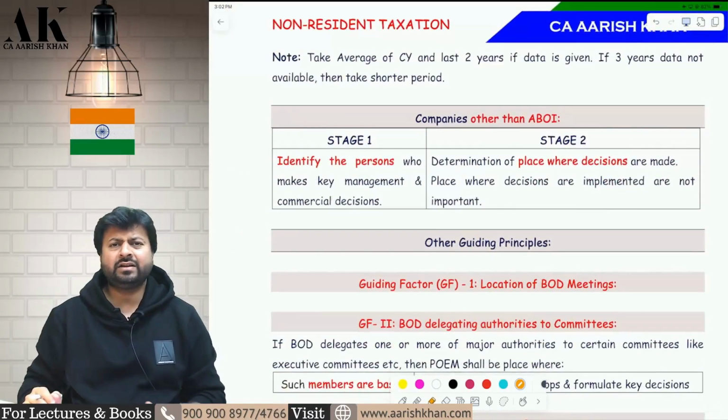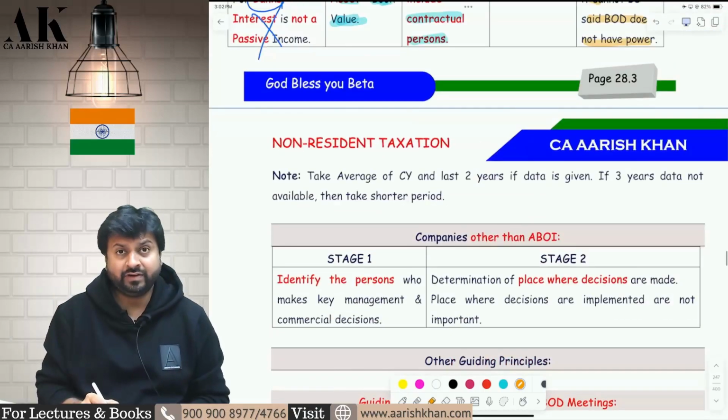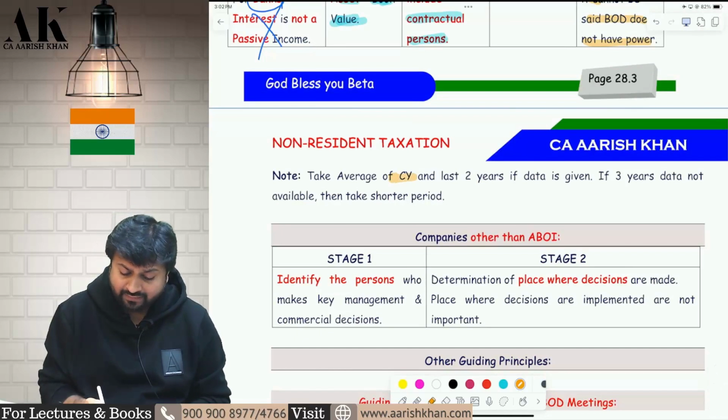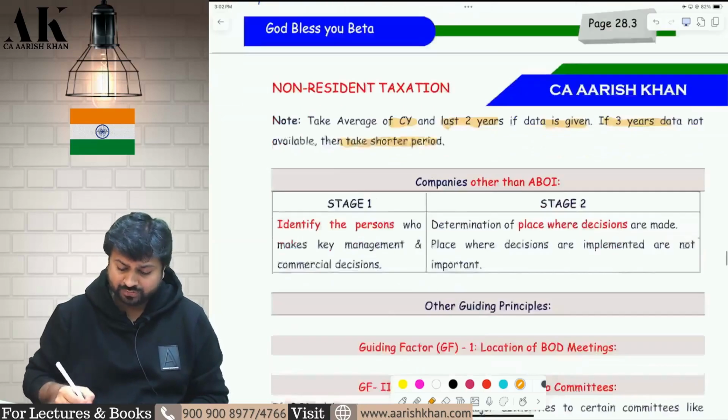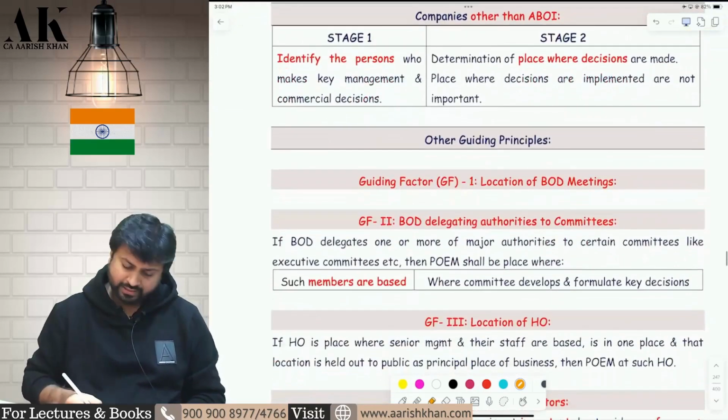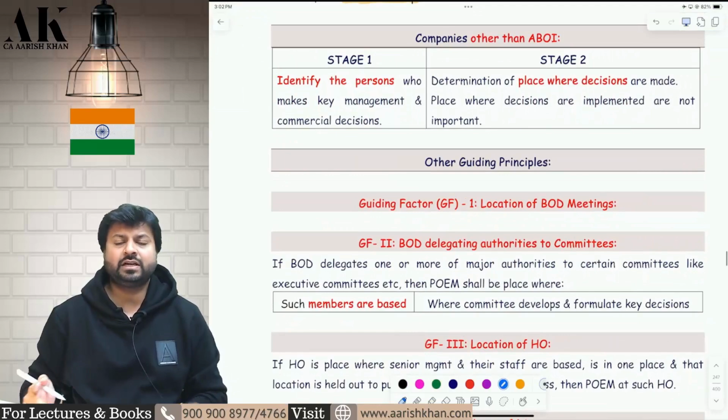So all the data which you have told us to take, that should be for how many years? Generally, if it is available, then take the average of the current year, that is 24-25, and the last 2 years if data is given. If 3 years data is not given, you can take a shorter period also, that is also allowed.